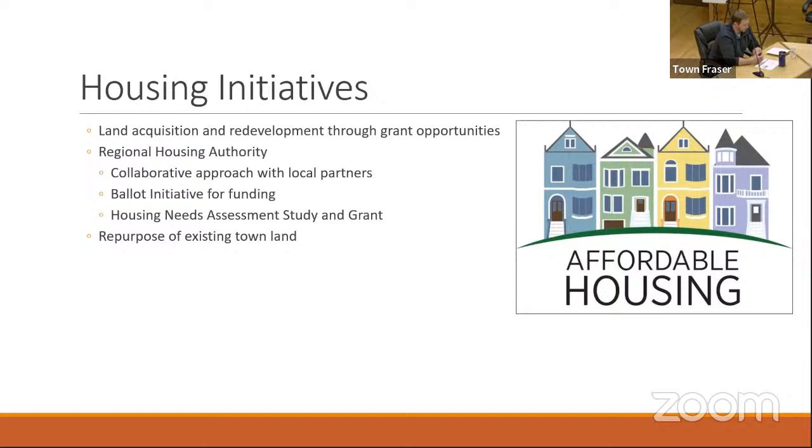We are looking at bringing a ballot initiative, hopefully November of this year, to the voters for approval, to provide a dedicated funding source that can only be used for those types of initiatives. We are looking at doing a housing needs assessment study update for that area, for whichever district boundaries are identified for the special district that we're creating for this regional housing authority, to actually update the housing needs assessment study done in that area.